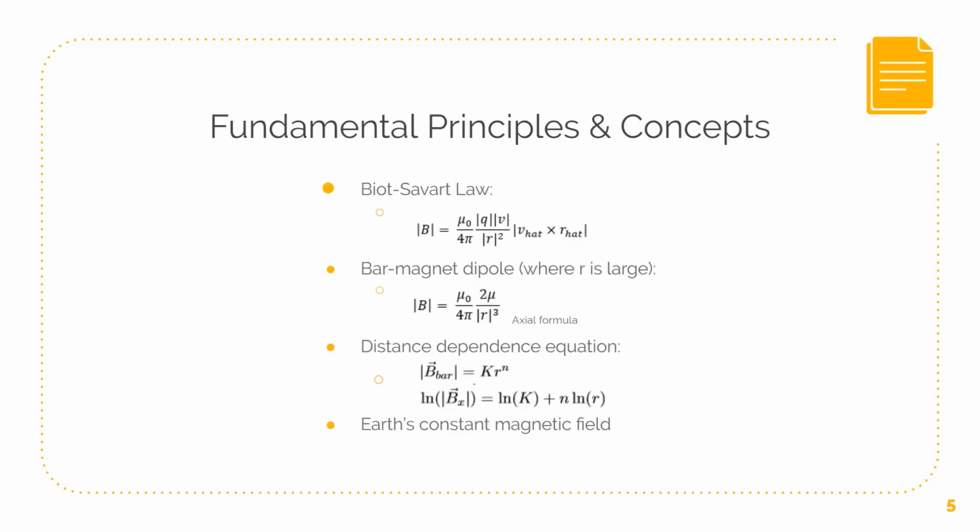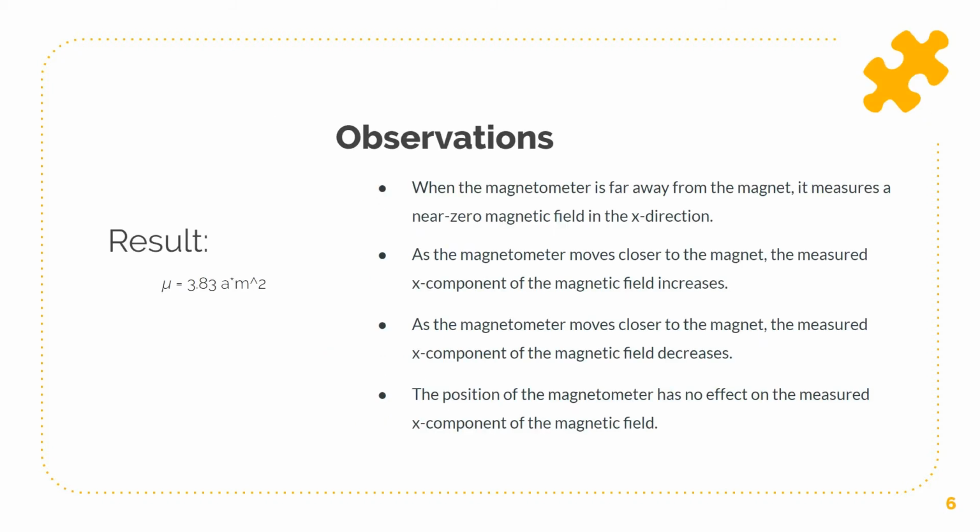This experiment mainly observes these fundamental principles and concepts: the Biot-Savart law for determining magnetic field, the concept of a bar magnet as a dipole, the distance-dependence relationship given in the lab instructions, and finally, that the Earth has a constant magnetic field. The magnetic dipole moment was determined to be 3.83 amperes times meters squared, and of the statements on the right-hand side, the above two were observed.